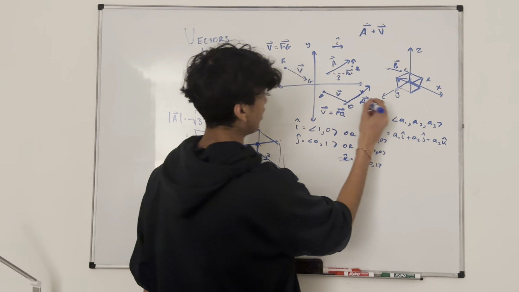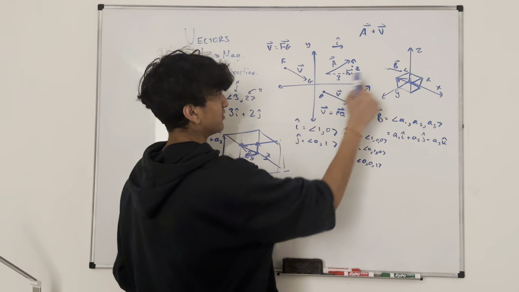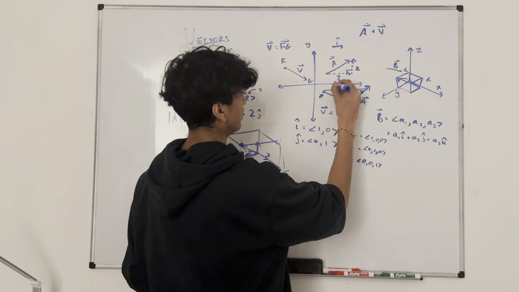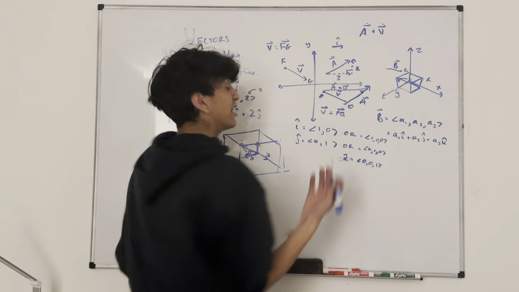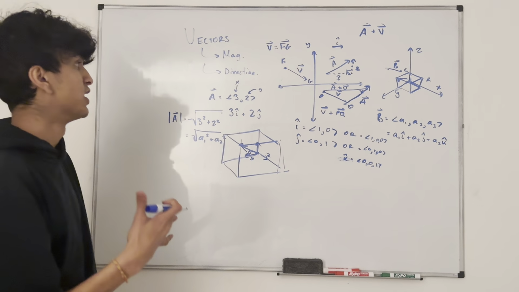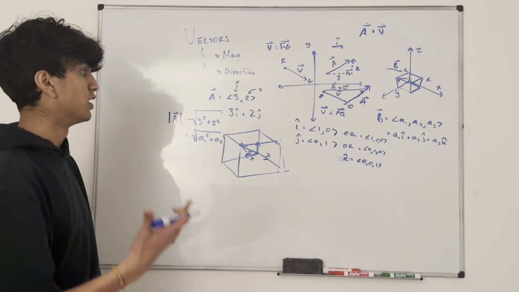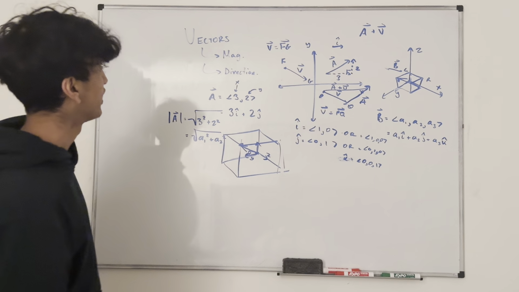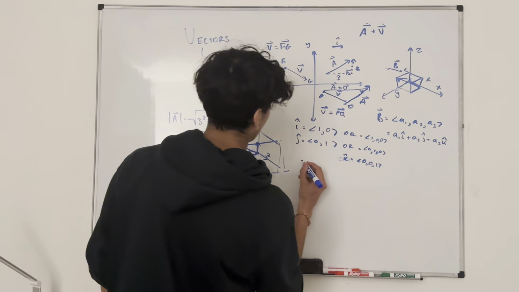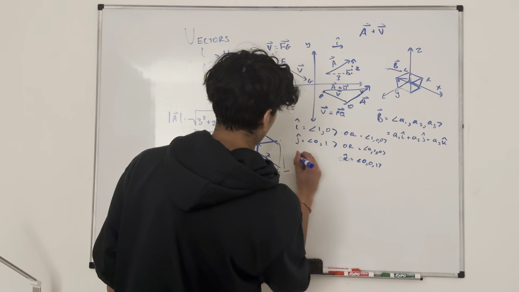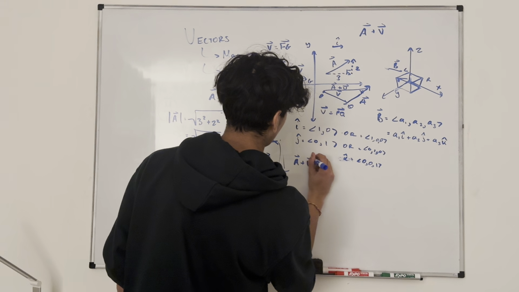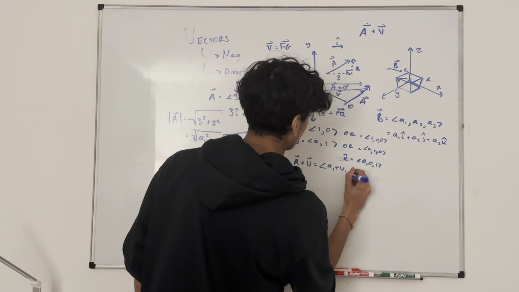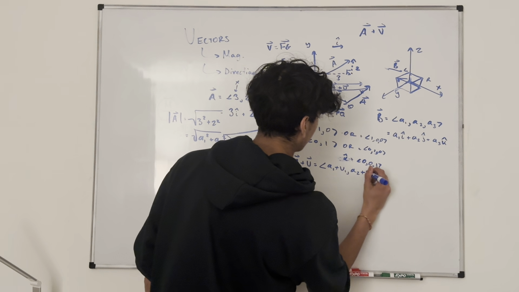And I draw, well then from the tail to the head, right? Like I draw that resultant vector, that would be A plus V. That's what it would look like geometrically. And if I were to think about it mathematically, it's really the same thing. So A plus V would equal A1 plus V1, comma, A2 plus V2.